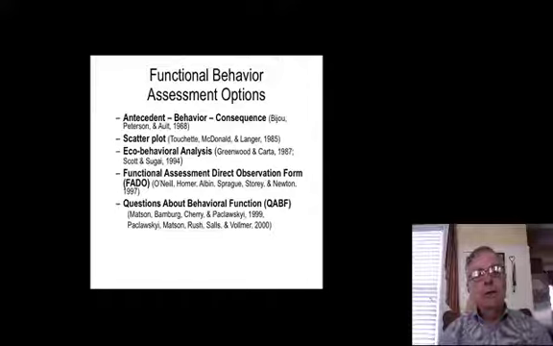The next are things like the functional assessment direct observation form, or the FADO, as they like to call it, which is in the O'Neill book, which is something that I tend to like a lot. And then there's a thing called the Questions About Behavioral Functioning that Johnny Mattson and his colleagues and others have published both in 1999 and 2000.